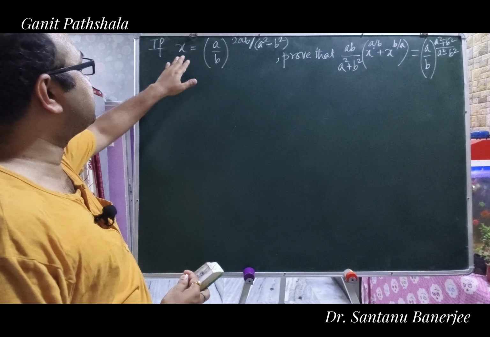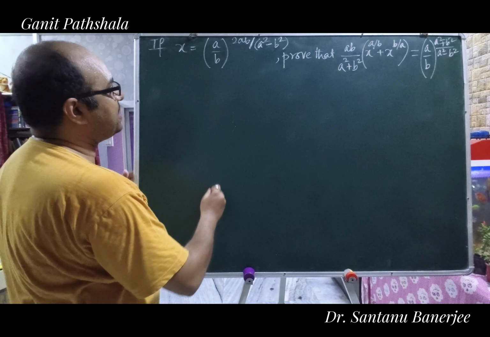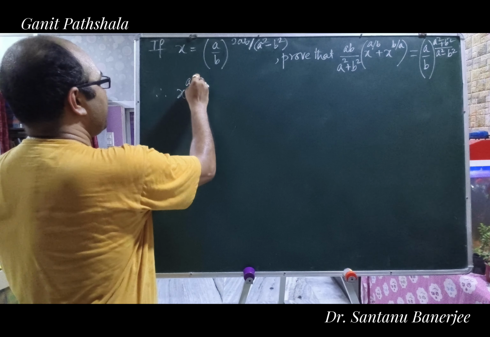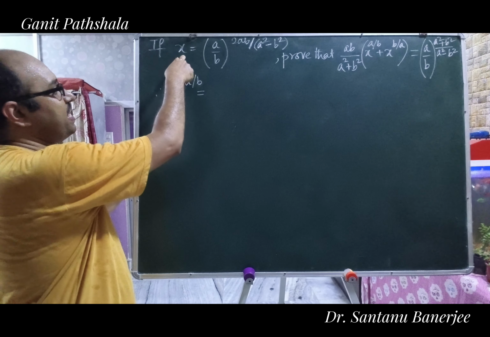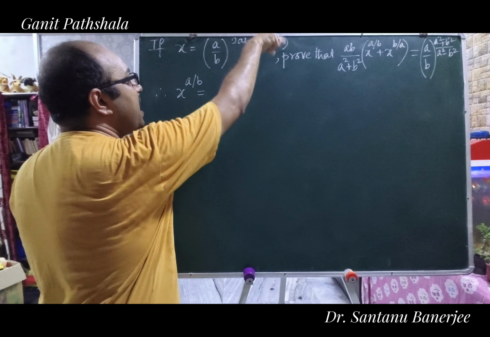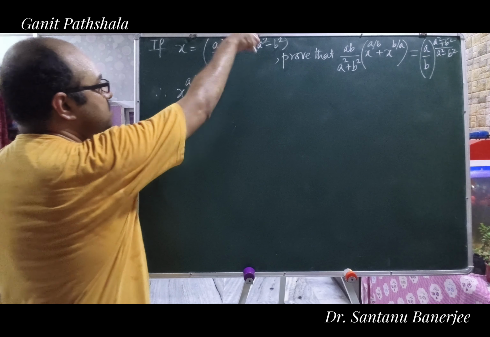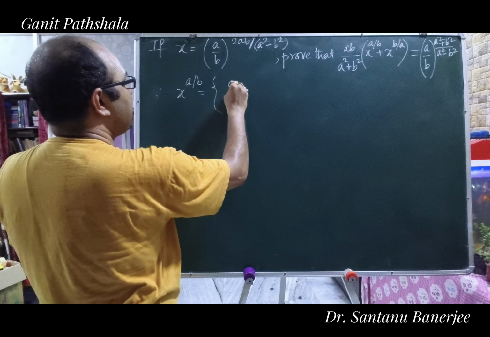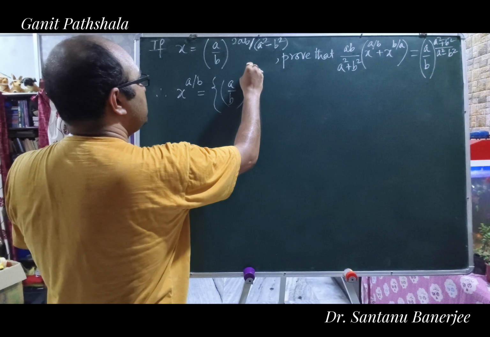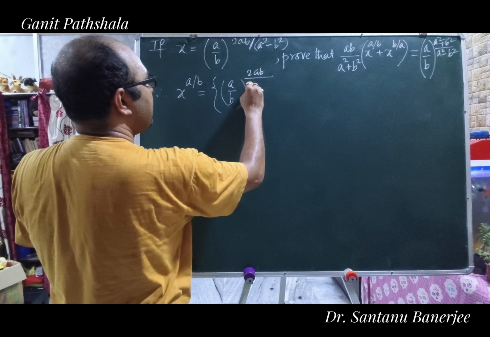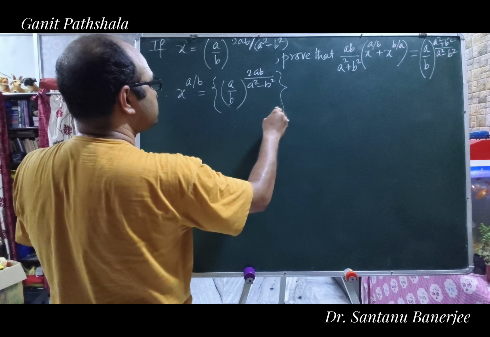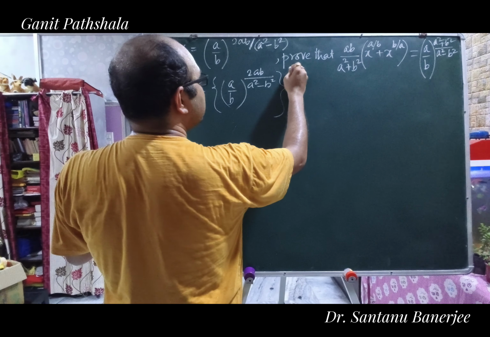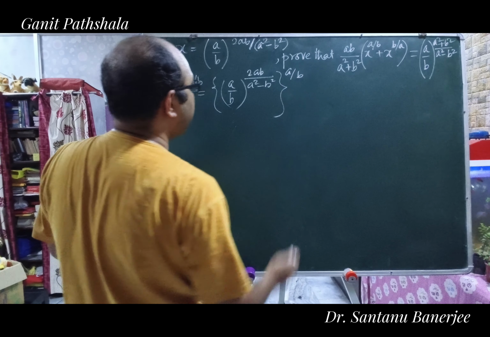So considering x equal to (a by b) whole to the power 2ab by a square minus b square, from here you have x to the power a by b. Now if I put x to the power a by b over here, the expression for x is (a by b) whole to the power 2ab divided by a square minus b square. Okay, this is power in power. Now you have x to the power a by b, so in this power you have a by b.